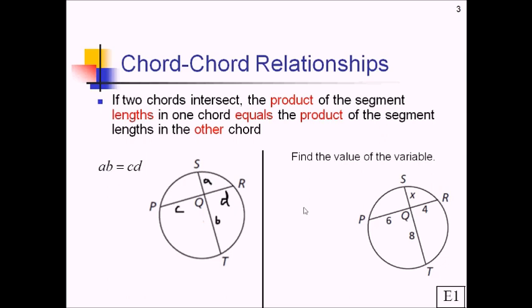Alright, so our relationship is, we know that 6 times 4 is going to equal 8 times x, so that's 8x equals 24, which means x equals 3.